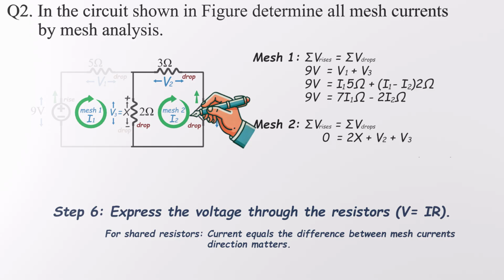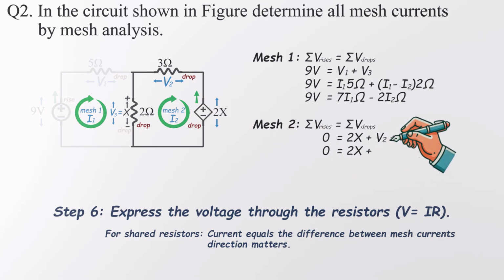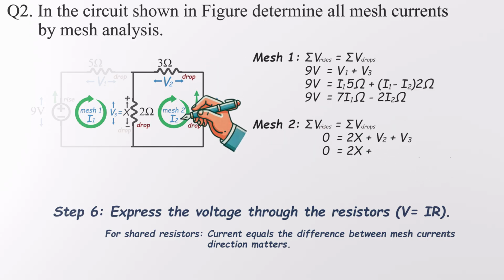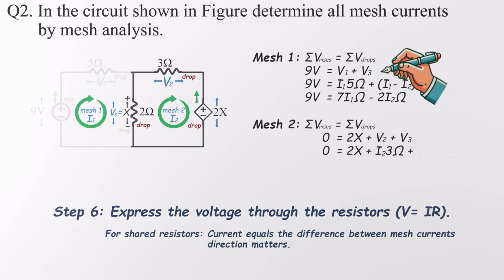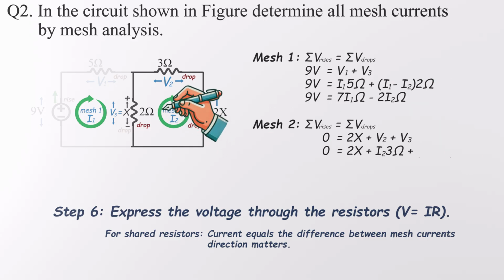Moving on to mesh 2, the process stays the same. V2 is straightforward, just I2 times 3 ohms. But when we get to V3, which is shared between both meshes, we can't simply copy the expression from mesh 1. Since we're now analyzing mesh 2, we have to flip the order of the subtraction. V3 becomes I2 minus I1 times the resistance. That flip is crucial. Always make sure the current from the mesh you're analyzing comes first in the expression. It's a small detail, but getting it right keeps your signs accurate and your final solution correct.